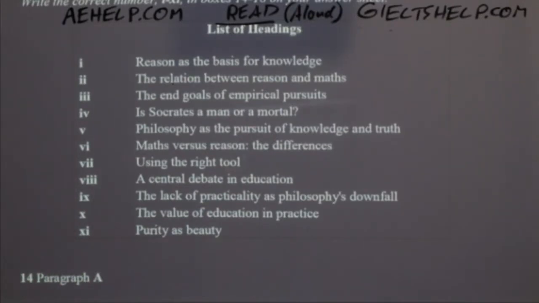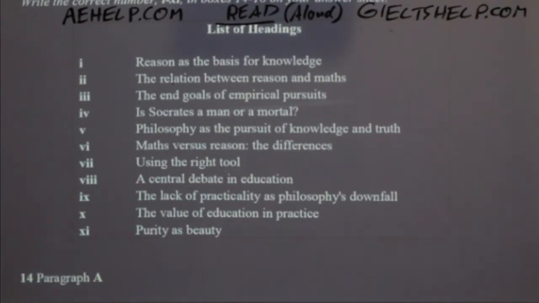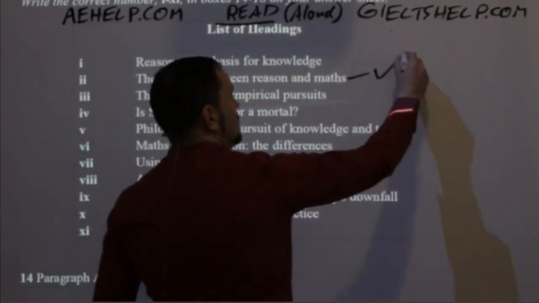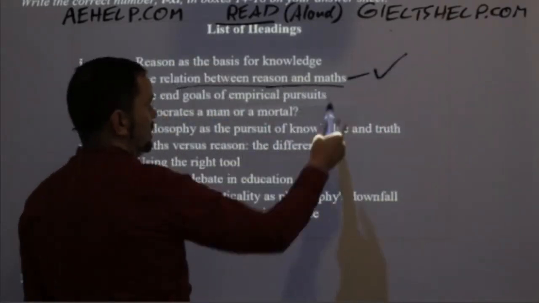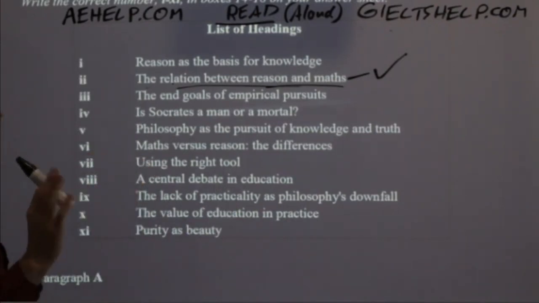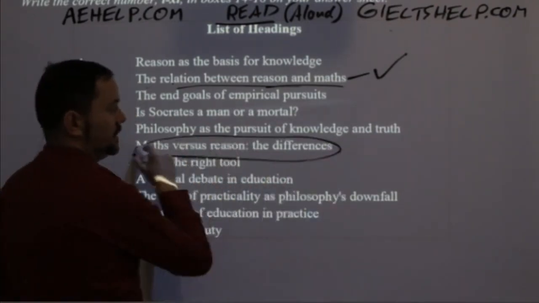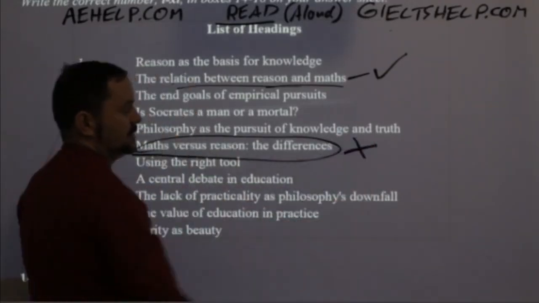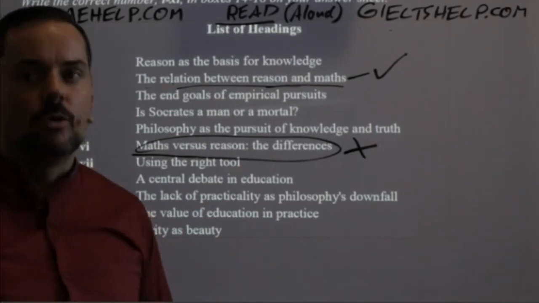Okay, so the correct answer here, which one do you think it is? So Carolina says it's 2. Everybody agrees that it's 2. Yeah, so the answer is 2. Okay, this is correct. The relation between math and reason, or reason and math. Now, if you make the mistake of thinking it's the differences, then you could choose this one here, and this would be the wrong answer. Okay? So that's why it's so important, okay?